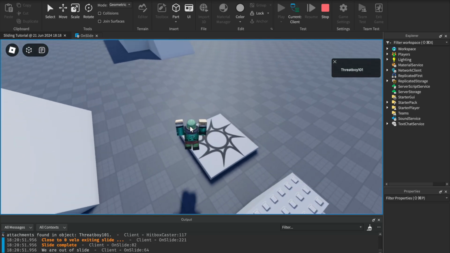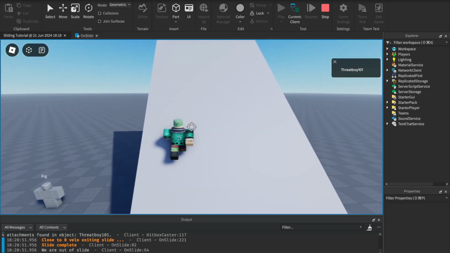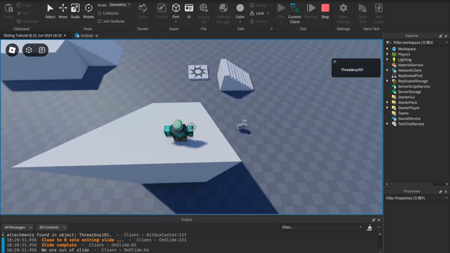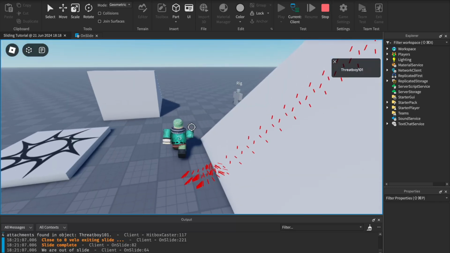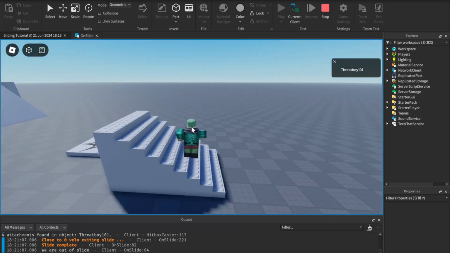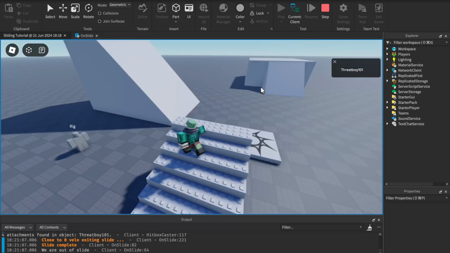If you really want to work on stairs, you'd have to adjust the airtime variable from the last tutorial. I should probably also mention, if you haven't seen the first sliding tutorial, I would probably watch that before watching this one. Right, let's get into it.